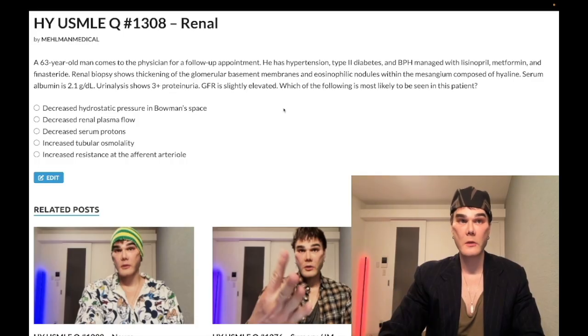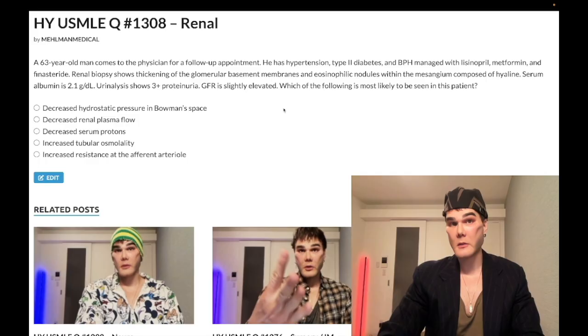Albumin 2.1, so it should be 3.5 to 5.5. Even if you don't know the normal ranges, it doesn't take a rocket scientist to figure out that it would be decreased, considering you've got 3+ proteinuria and nephrotic syndrome, and diabetes is a major cause of chronic renal failure with nephrotic syndrome. GFR is slightly elevated. What's most likely to be seen in this patient?